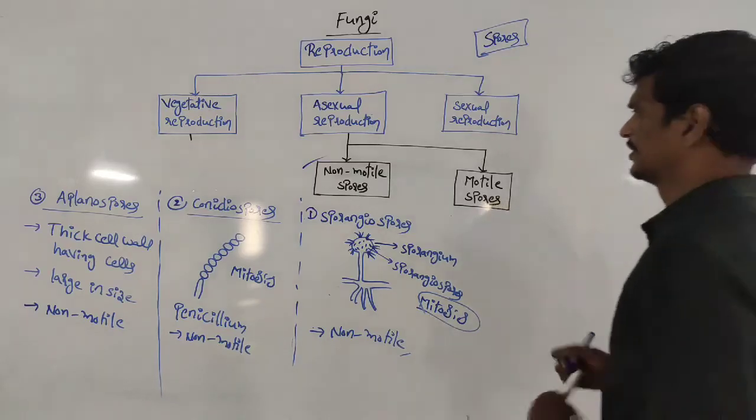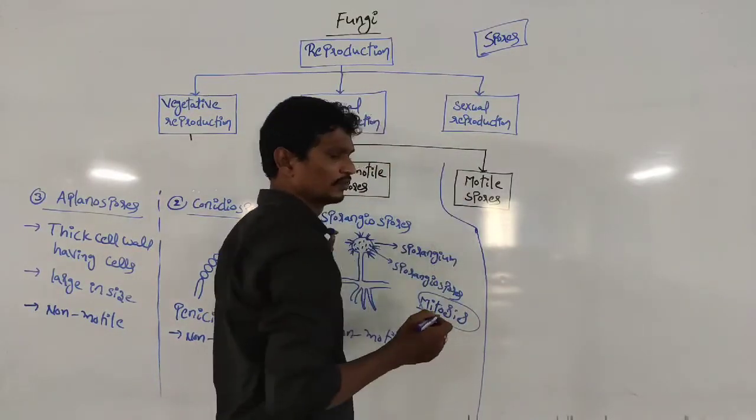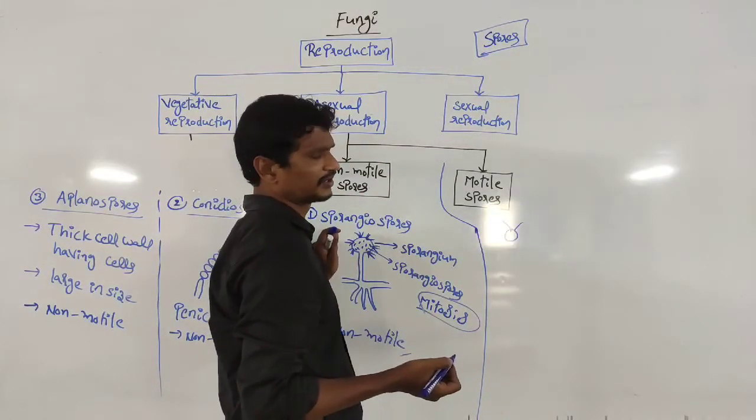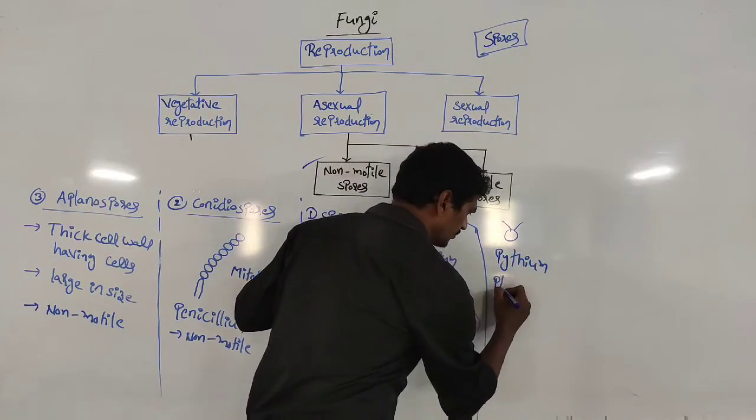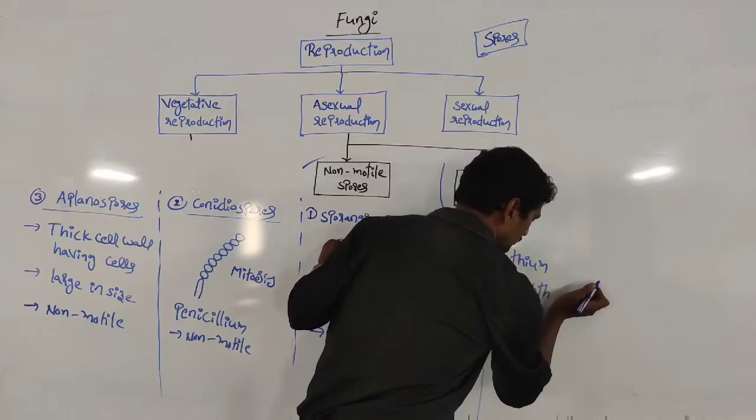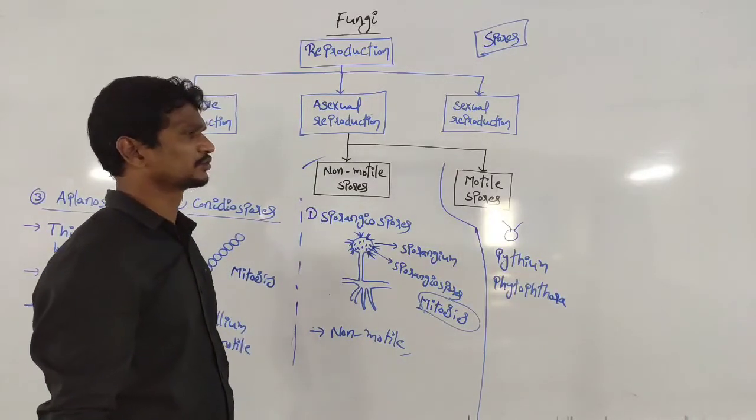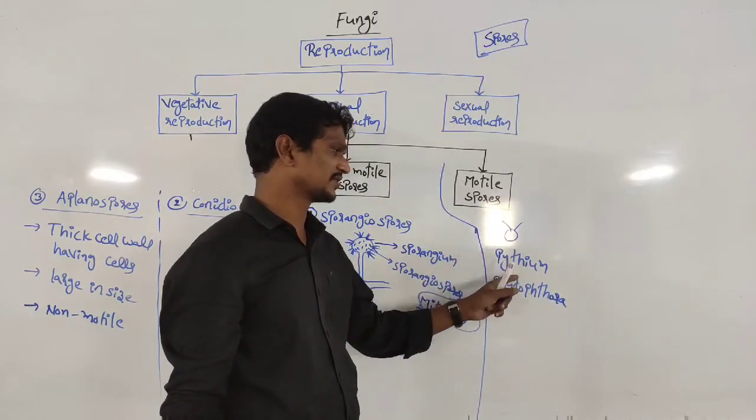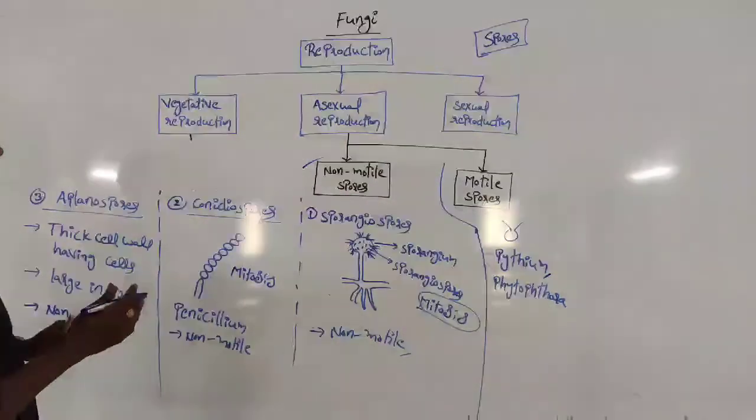Coming to the last one, the motile spores, which are able to move. Maybe flagella are present, which give them the capacity to move. Examples are Pythium and Phytophthora. These are the two types of fungi which produce motile spores, which are able to move. Mostly flagella are present. Pythium is the first example, and Phytophthora the second. So that is about the asexual reproduction process, right?